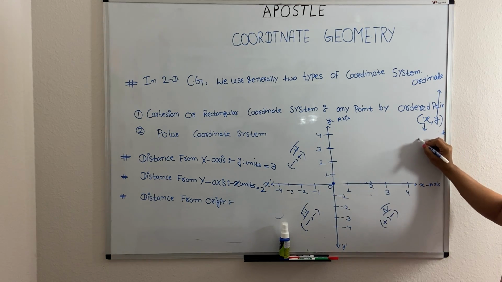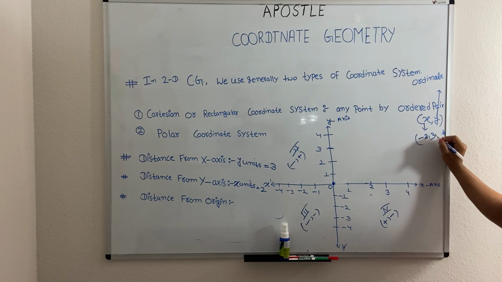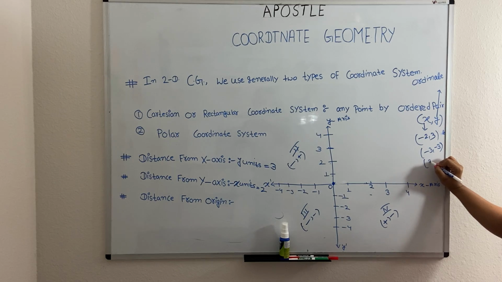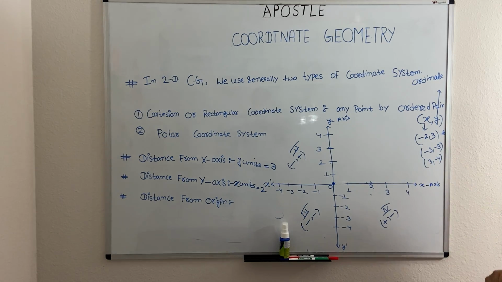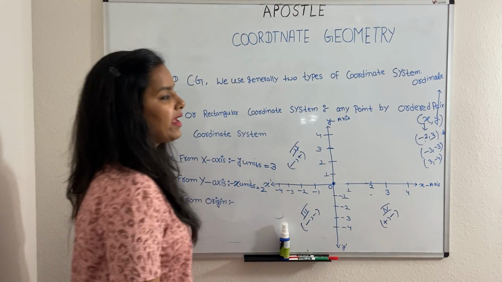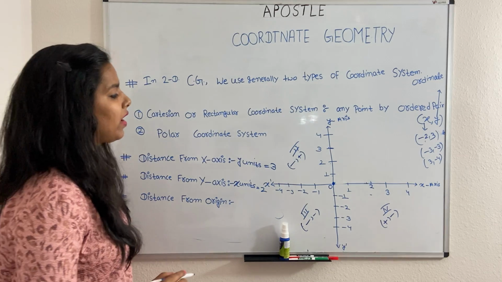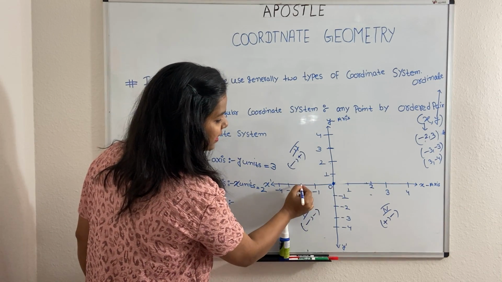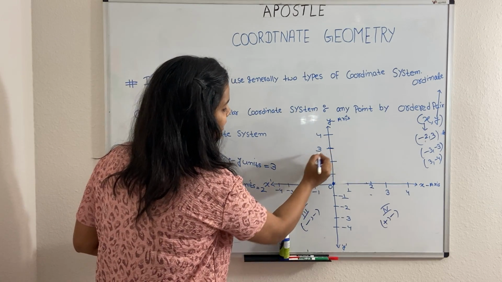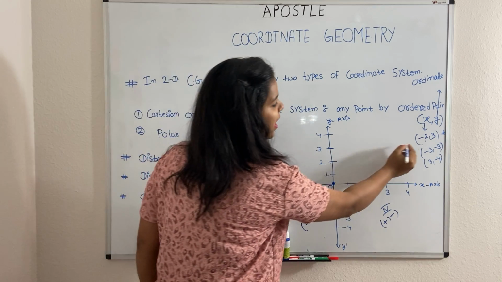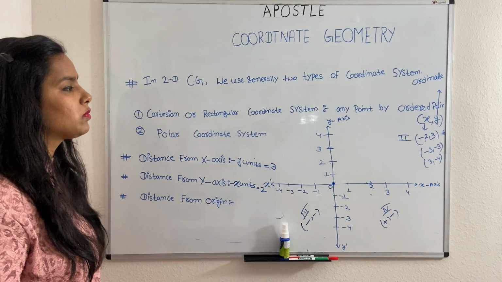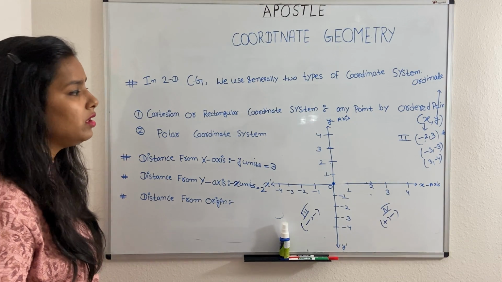Now, if you have to plot minus 2 comma 3, minus 3 comma 3, and 3 comma minus 4 on the Cartesian plane. First of all, where is minus 2? The first one is x and the second one is y. So where is minus 2 on the x-axis? Here. And where is 3 on the y-axis? Here. So in which quadrant does this lie? Minus 2 comma 3 lies in the second quadrant, because x is negative and y is positive.